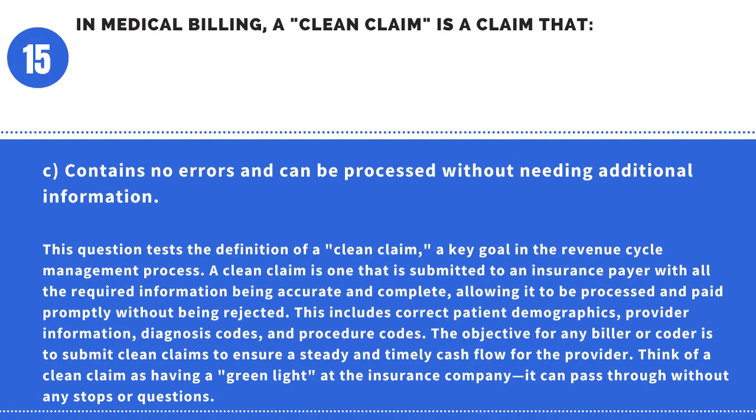Answer: C. Contains no errors and can be processed without needing additional information. This question tests the definition of a clean claim, a key goal in the revenue cycle management process. A clean claim is one that is submitted to an insurance payer with all the required information being accurate and complete, allowing it to be processed and paid promptly without being rejected. This includes correct patient demographics, provider information, diagnosis codes, and procedure codes.